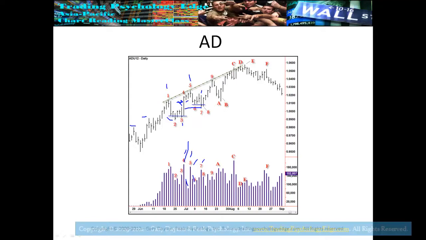Anyway, we rally up and we come up to 9, and we would create this trend line in here from 1 and 5, and now at 9 it respects it, comes back down. What do you notice on the move down to A here? What do you notice on the move down to A that we haven't seen before?